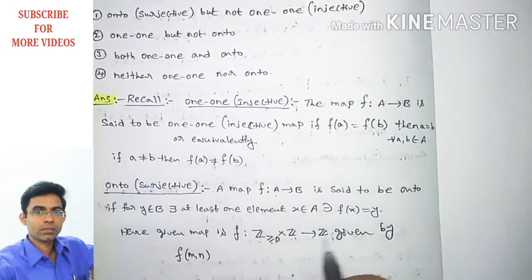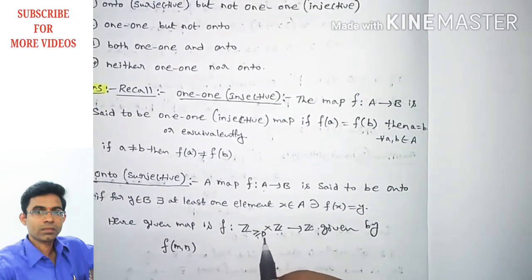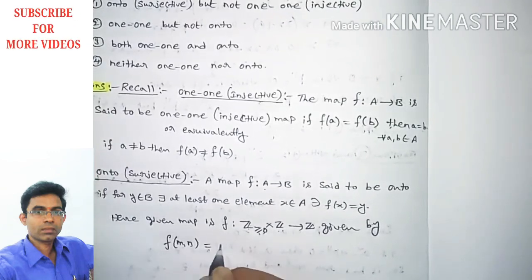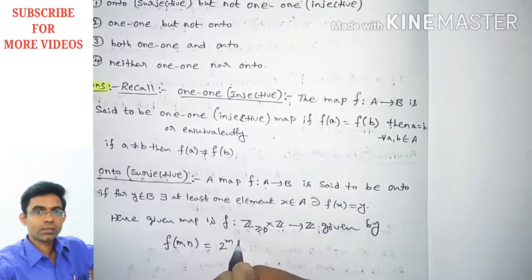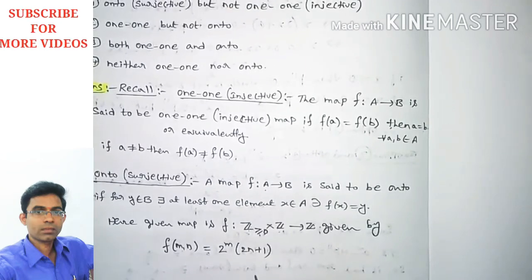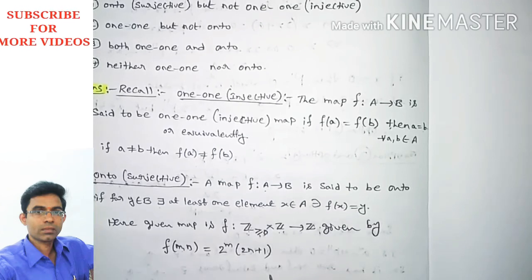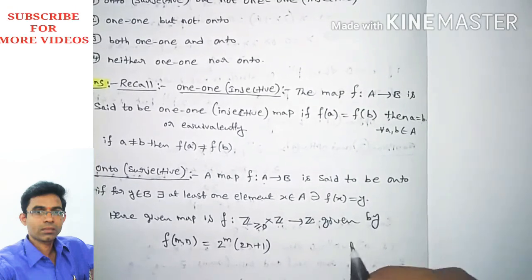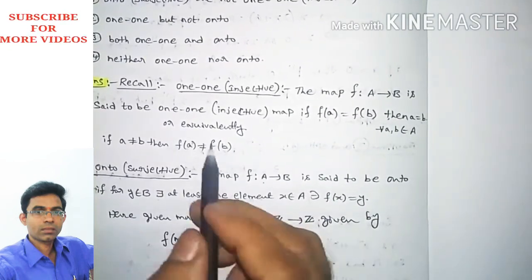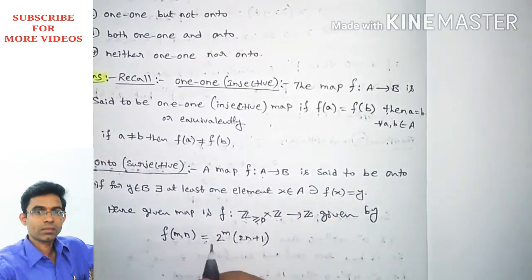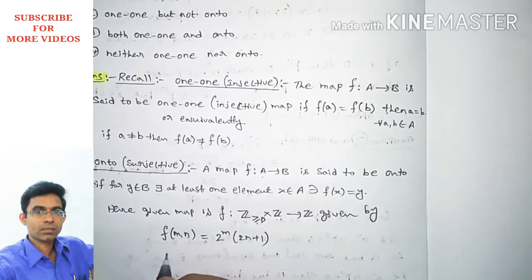Now the mapping f from Z greater than or equal to 0 cross Z to Z is defined by f of (m, n) is equal to 2 power m into (2n plus 1). So this is the given mapping. Now we have to verify whether this mapping is 1-1 or onto. So first we will check the injective property, that is the 1-1 property, by using the first definition. For that we have to take two ordered pairs.